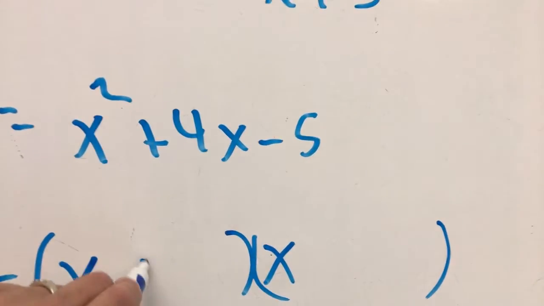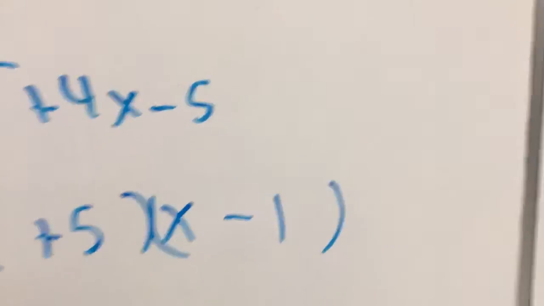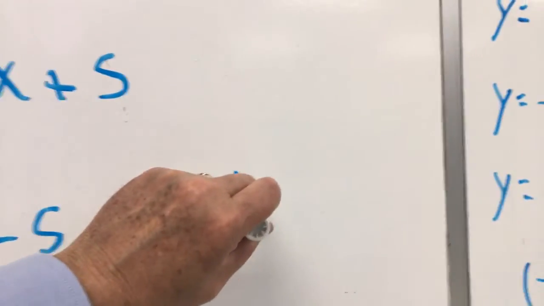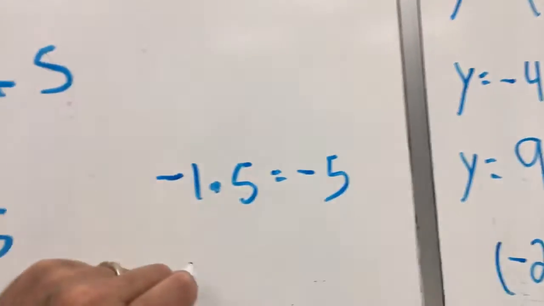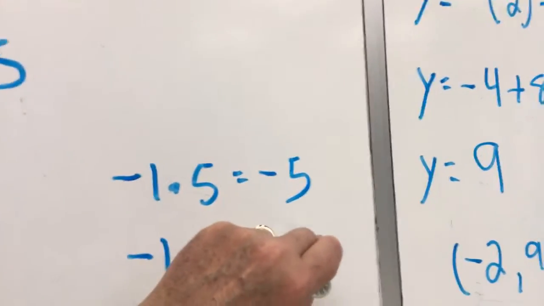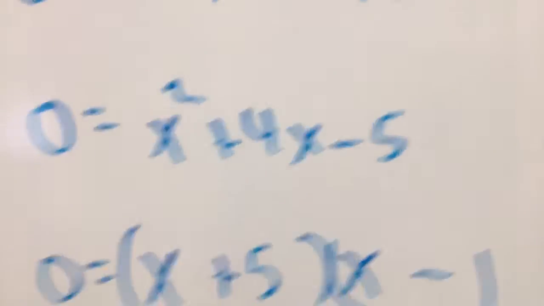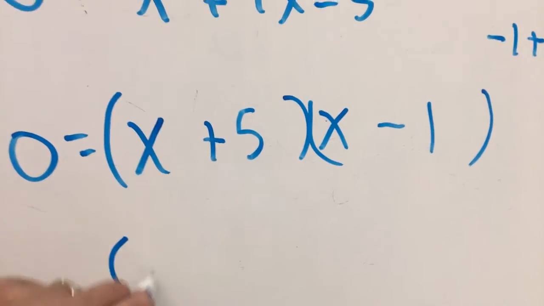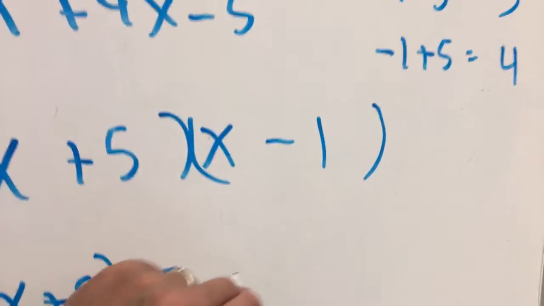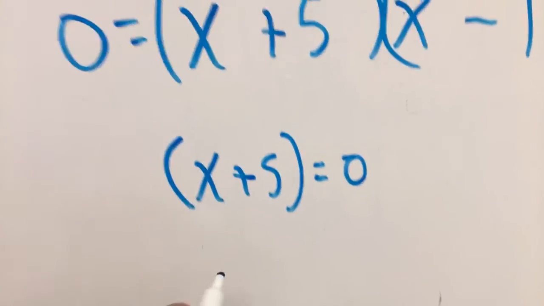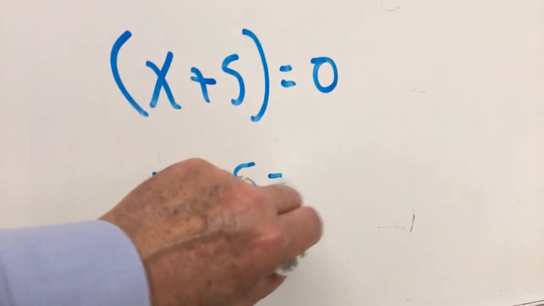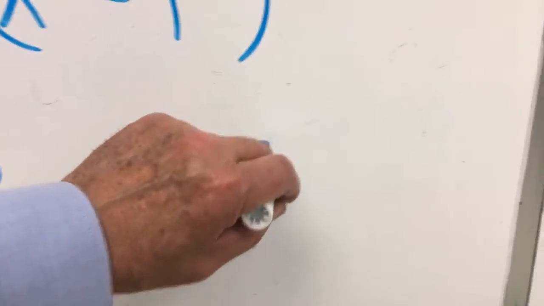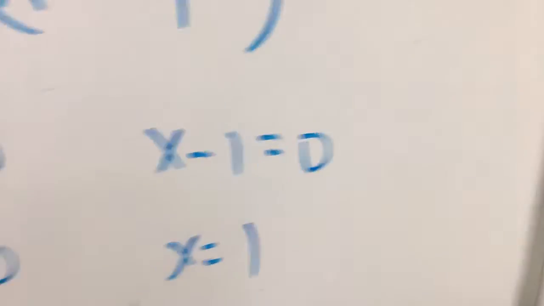And how about if we do a positive 5 and a negative 1? Because negative 1 times 5 is equal to negative 5. Negative 1 plus 5 is equal to 4. And that's what I'm after in this one. All right, now you take each independent factor and you set it equal to 0, like that. And if you do that, x is equal to negative 5, and x is equal to 1.